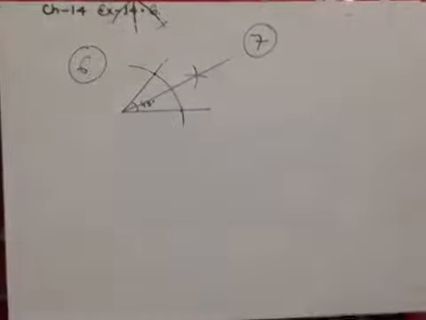I am going to tell you how to draw a copy of any given angle. Suppose you are given an angle and you have to draw a copy. Copy means you have to draw the same angle using the compasses and your pencil. Using the pencil and compasses you have to draw the given angle.